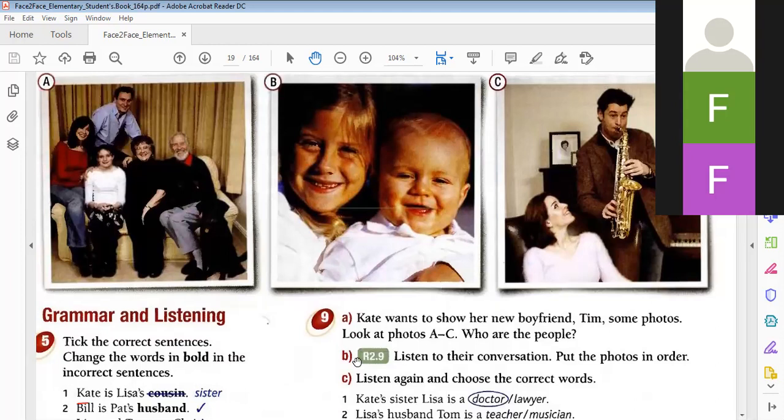So here we want to look at photos A to C. Who are the people? Mm-hmm. Can you remember the people? Let's start from A. Who's in the picture here, in the photo? Bill. Correct. Pat. Yes. Max and Anna. Sally. Max. Sally. Anna, Sally, correct? Sally. Do you remember the name of the dog? I think Pet. He's a pet dog, but he had a name.